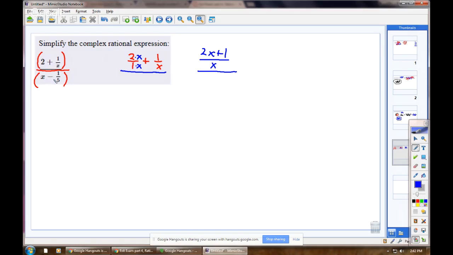I have to deal with this subtraction. So I have to rewrite that as x over 1 minus 1 over 5. Common denominator would be 5. So I'm going to have to multiply by 5, top and bottom here. So that's going to give me a common denominator of 5 in the bottom. And then I have 5x minus 1.